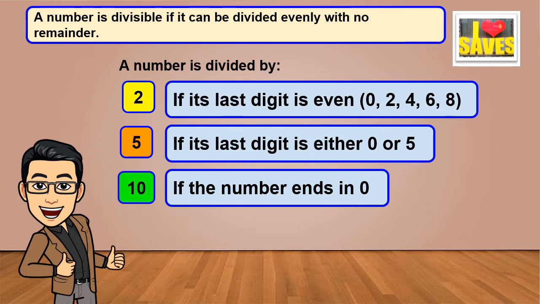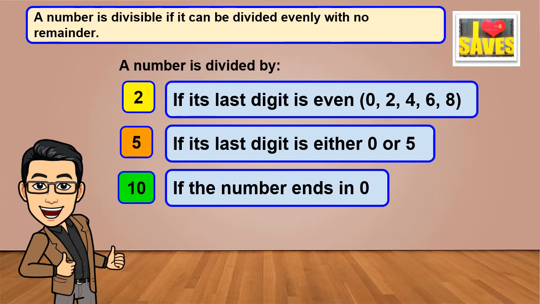Let's start first from divisibility rules of 2. It says that if its last digit is even. So what are those even numbers? We have 0, we have 2, 4, 6, and 8. Always look at the last digit. Next, number 5. So the divisibility rule of 5 is if its last digit is either 0 or 5.